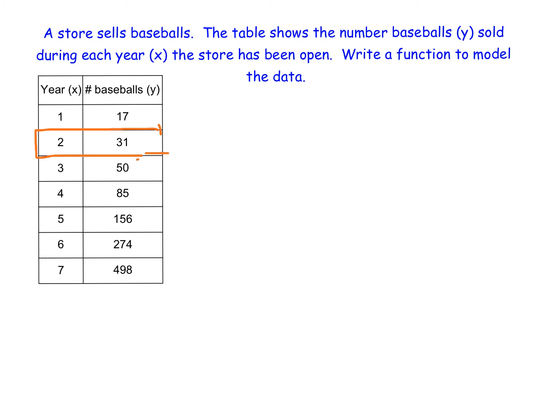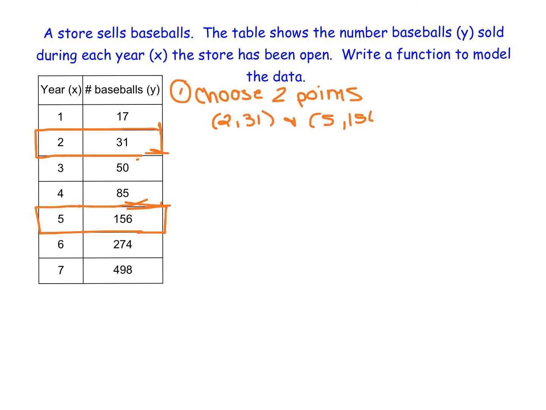So that's one of my points there. And then I'm going to choose the point 5, 156. It doesn't matter which point you choose, but to write a function, you always need 2 points. So the first thing we need to do is choose 2 points in our data. It doesn't matter which 2, but you need to choose 2. So here we're choosing 2, 31 and 5, 156.